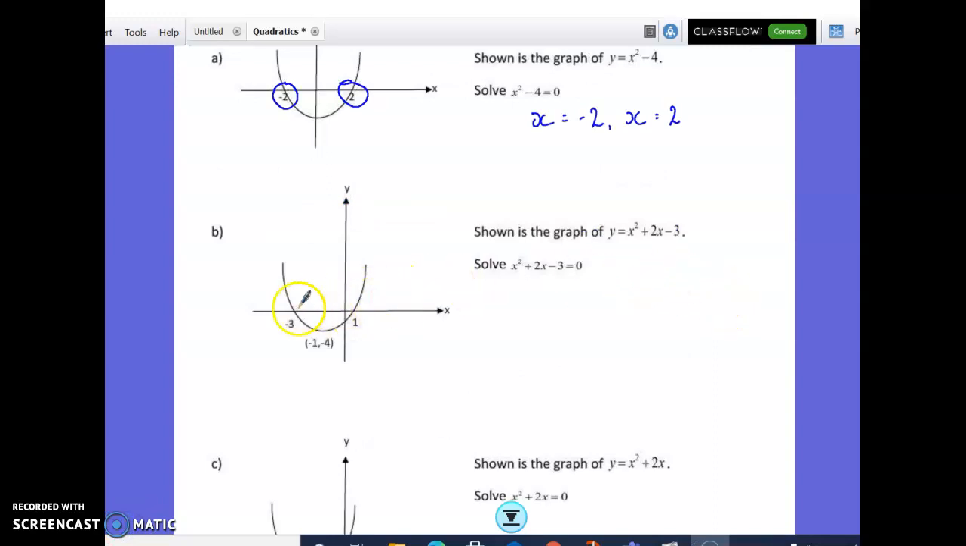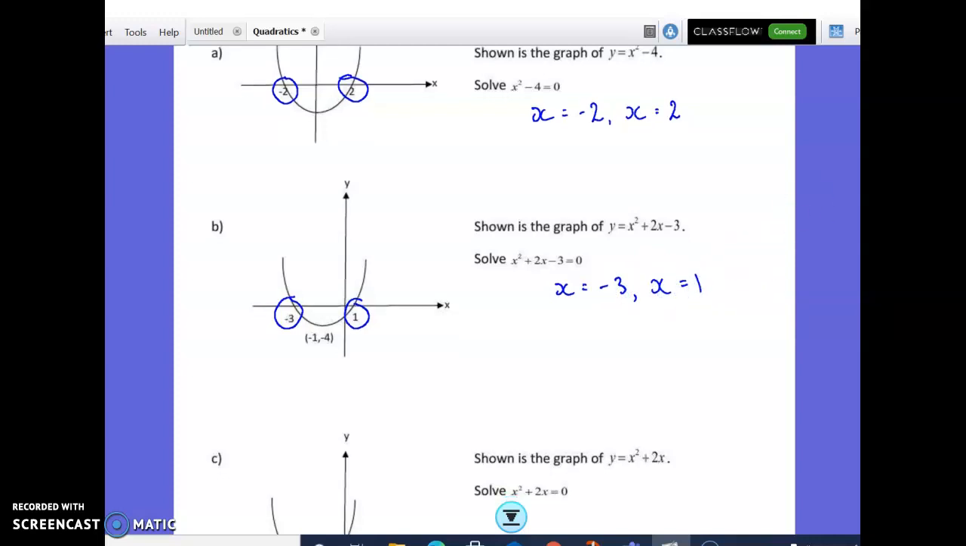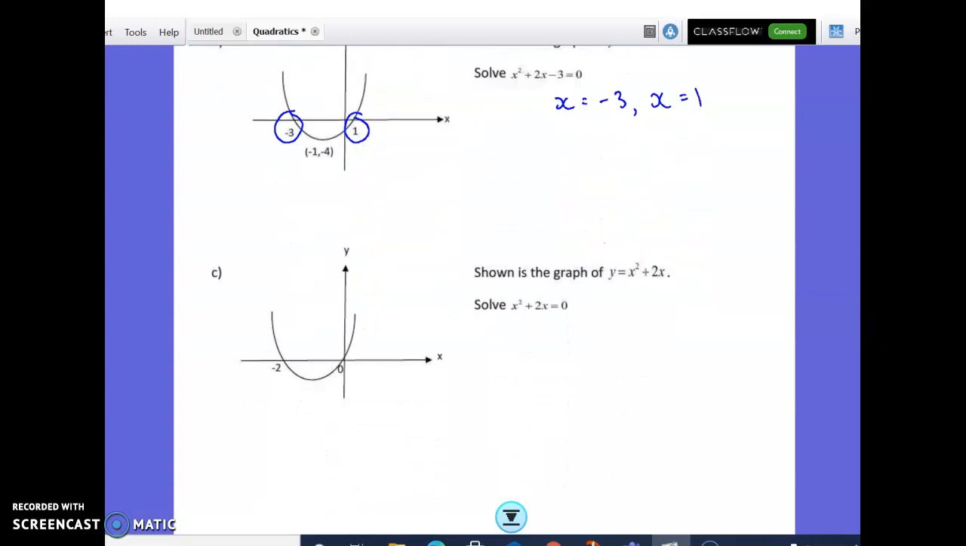Looking at the next one then, we're going to solve it, so we're looking for where it crosses the axis. It crosses at -3, and it crosses at 1. So my solution is x equals -3, and x equals 1. One more. Please don't try and make this harder than it is. It is as straightforward as picking out the values where it's crossing the axis. I'm not even looking at what the equation is, I'm not interested. I know I've got to solve when it's equal to 0, so I'm just looking for the 2 points where it crosses the axis. So we get x equals -2, x equals 0.